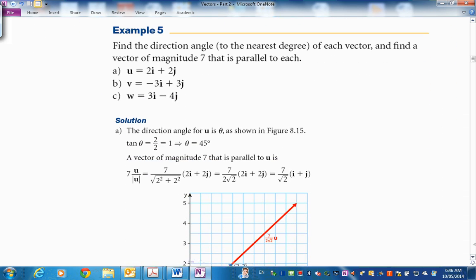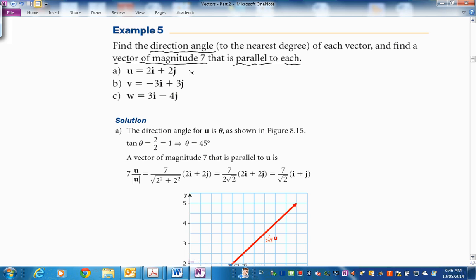Here's a screen clipping from Pearson's now. Find the direction angle to the nearest degree of each vector. We taught you this direction angle is the angle that the vector makes with the positive direction of the x-axis. And find a vector of magnitude 7 that is parallel to each. Alright, so we've got to do the processes to each of these.